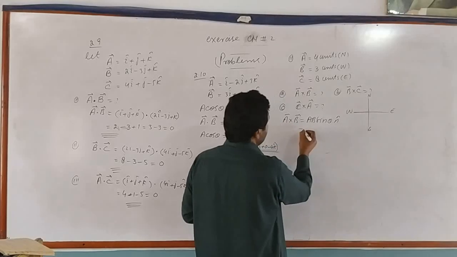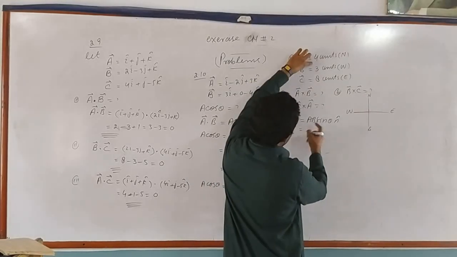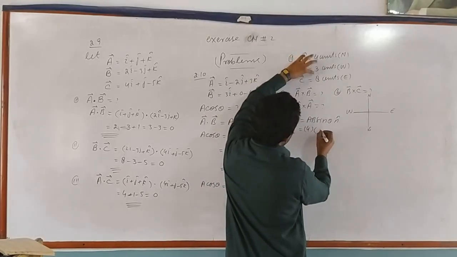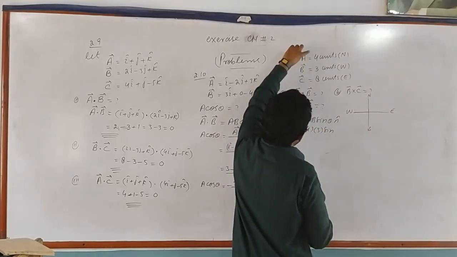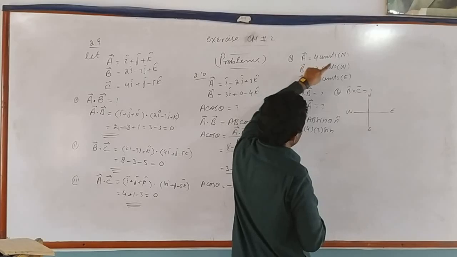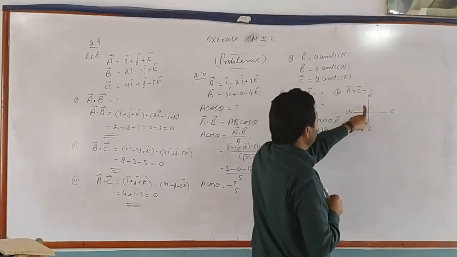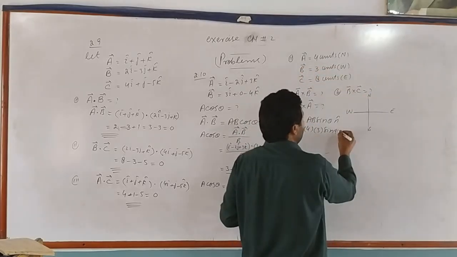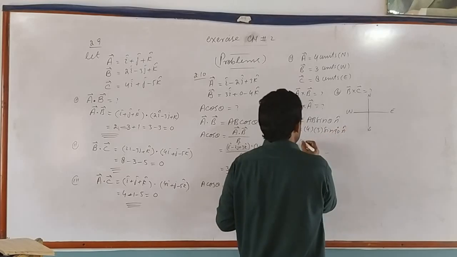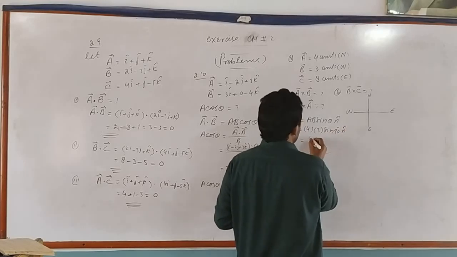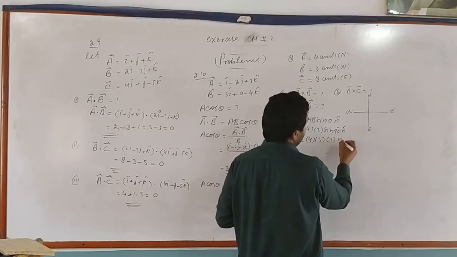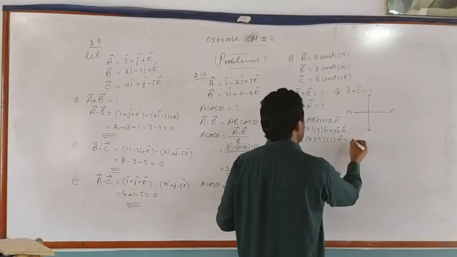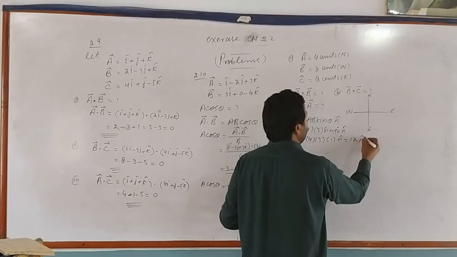Putting the values, magnitude of vector A is 4, magnitude of vector B is 3, sin theta. As vector A is toward north and vector B is toward west, north and west are perpendicular, means theta is equal to 90 degrees. So the resultant will be 4 multiplied by 3 sin 90, which is equal to 1, with n unit vector, which is equal to 12 n unit vector.